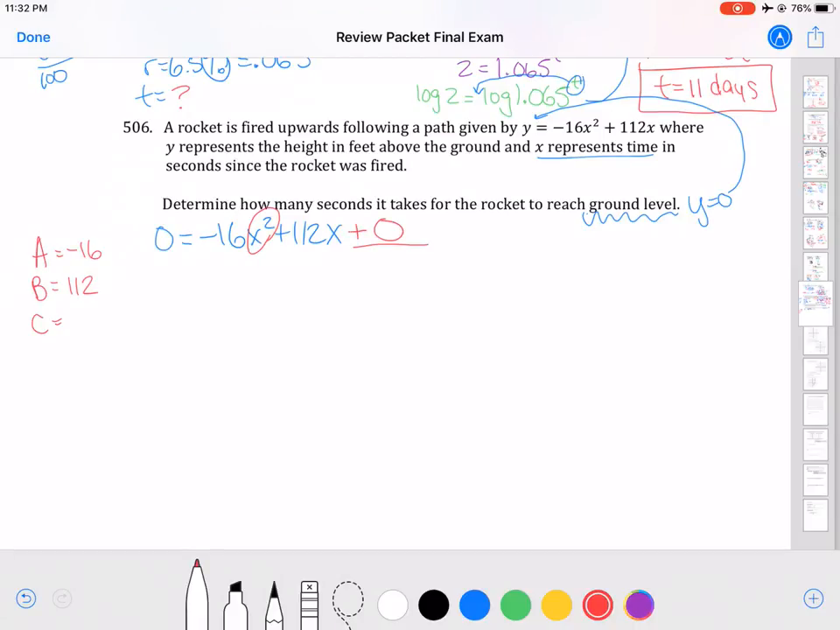There's technically a c there. It's plus 0. No one ever writes plus 0 because it doesn't change the value of anything. So that's why it's not written there. But technically everything has a plus 0 on the end. It doesn't change the value of anything. So I'm going to go ahead and write out my formula. X equals negative b, straight from the formula sheet.